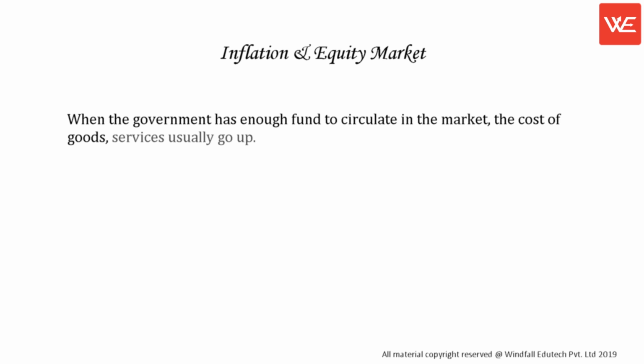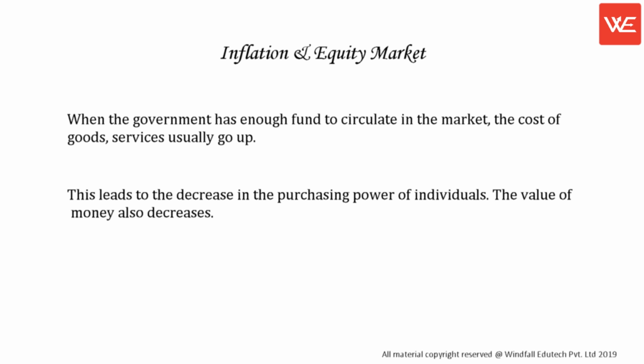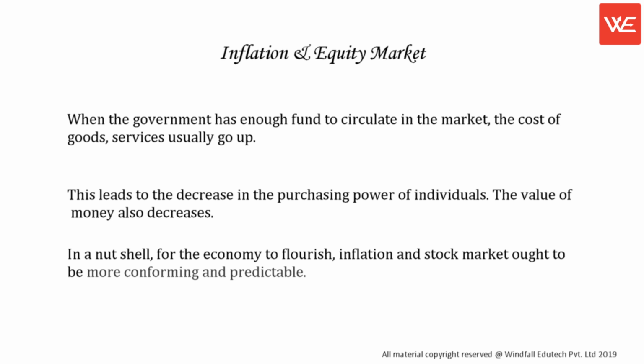When the government has enough fund to circulate in the market, the cost of goods, services usually go up. This leads to the decrease in the purchasing power of individuals. The value of money also decreases. In a nutshell, for the economy to flourish, inflation and stock market ought to be more conforming and predictable.